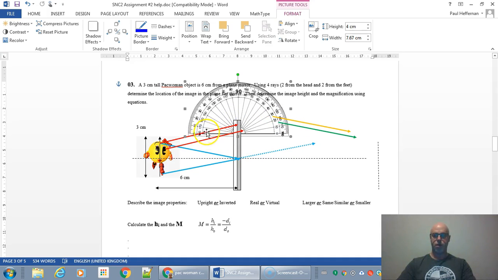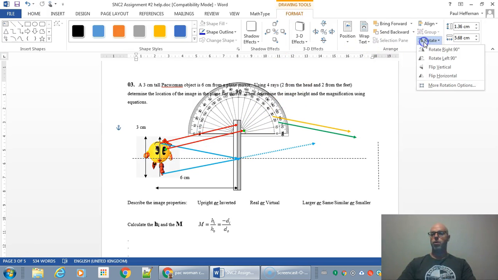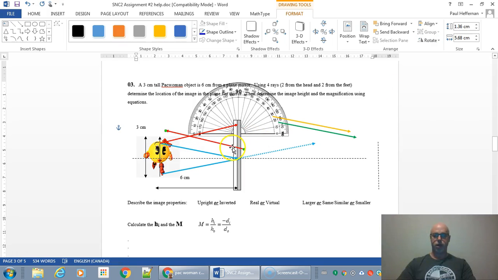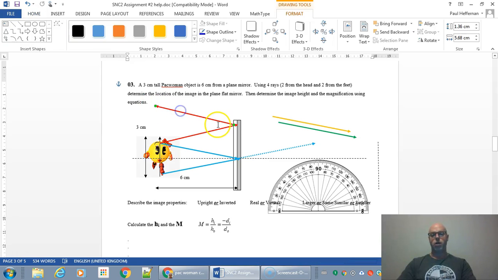So I'm just going to grab my ray here, and it's going to reflect at a 10-degree angle. So whatever your angle of incidence is, that's the angle of reflection. As you can see, it comes in at a 10-degree angle and it comes off at a 10-degree angle. So all I have to do now is draw the extension line for that one.